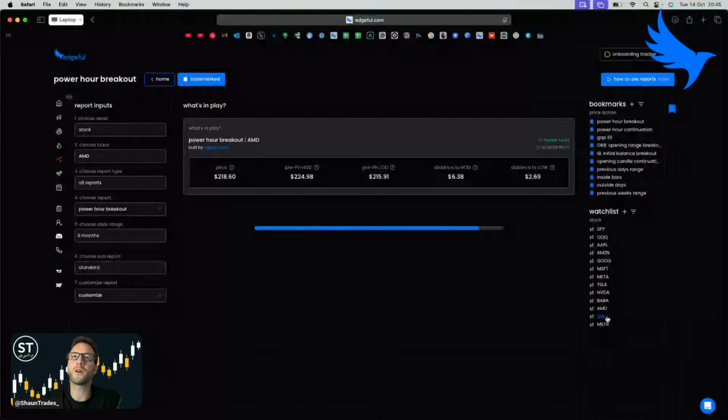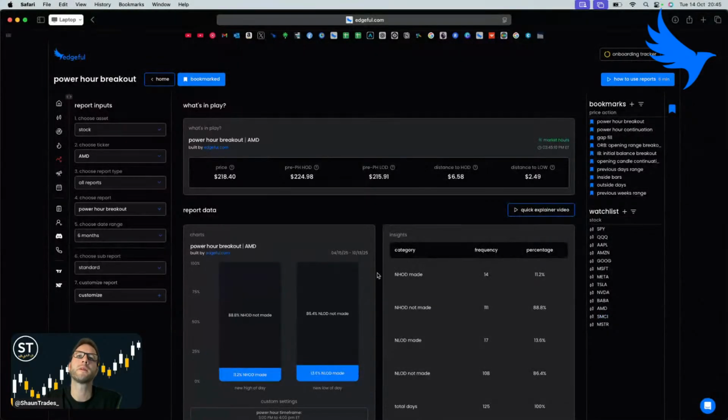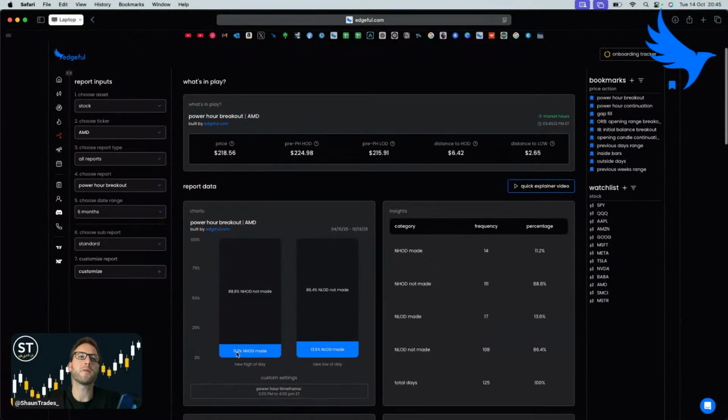Since we've got three more stocks up here, we can go to AMD, and you can see there's only an 11% chance that a new high of day would be made. That's the data we want to have for us. Like I said before, what we want is the price action to be around the high of day as it enters the last hour. So we have that data in our favor.